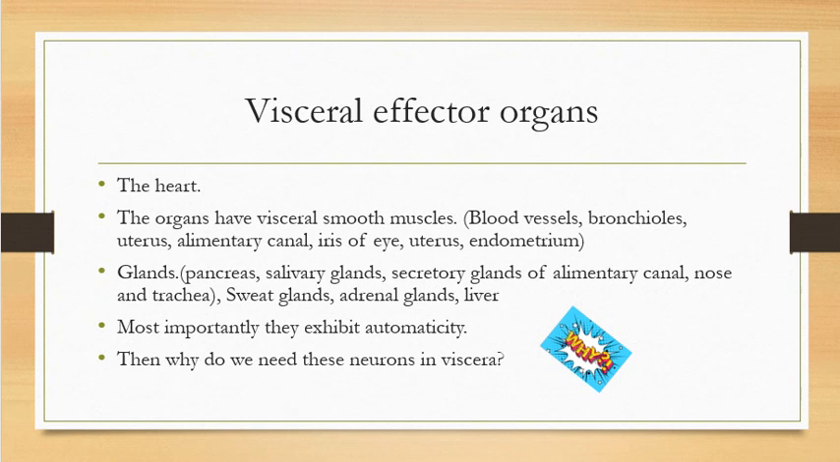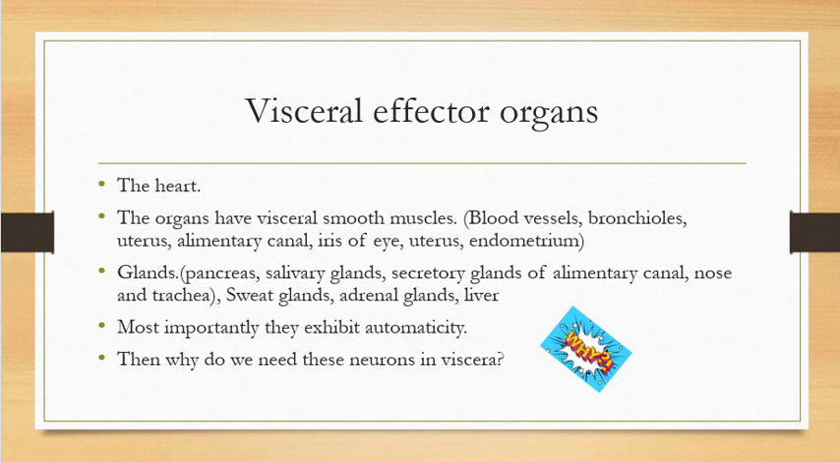So if they do not require the autonomic nervous system, then why are these neurons present in the viscera? The answer to this question is that they are responsible for controlling the rate of function of the visceral effector organs through autonomic nervous impulses. So they will speed up the function or slow down the rate.